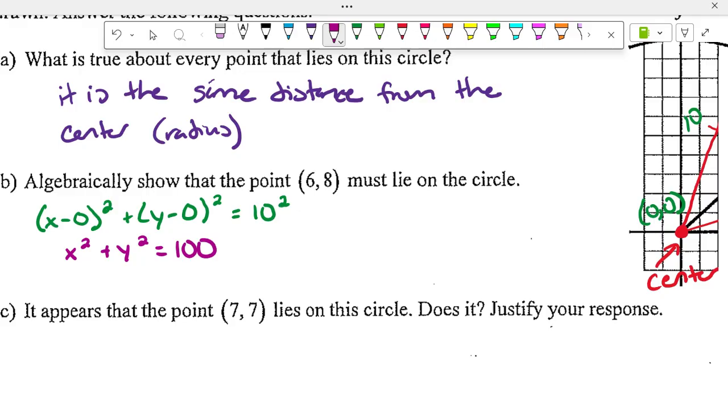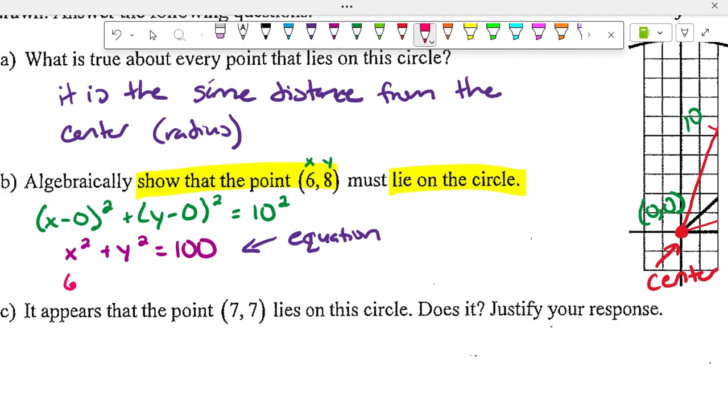So this right here is my equation of a circle that describes this circle. They want us to show algebraically that the point 6, 8 has to lie on this circle. How can I use that equation to figure it out? Here's my question: what is in the equation that the point also has? An x and a y. So if this has an x and a y, and this has an x and a y, what's your gut feeling you need to do? Plug it in.